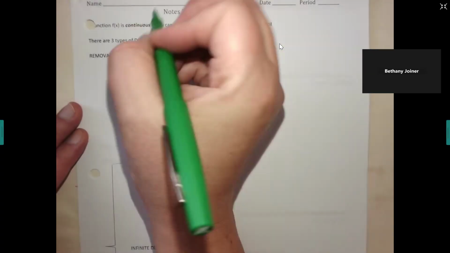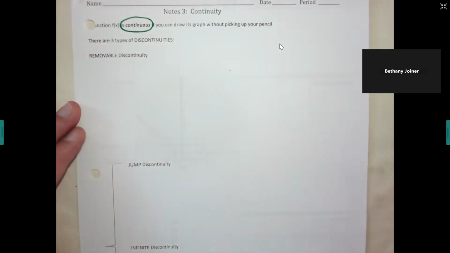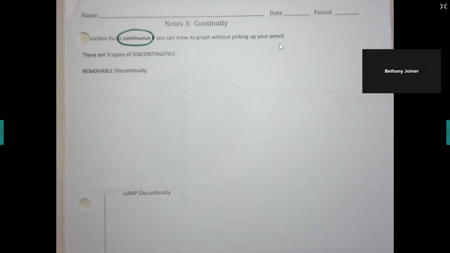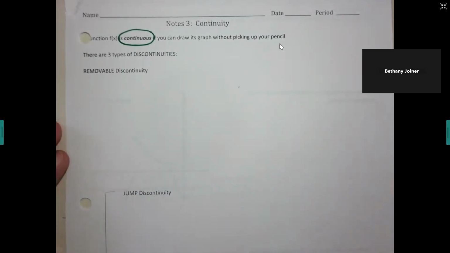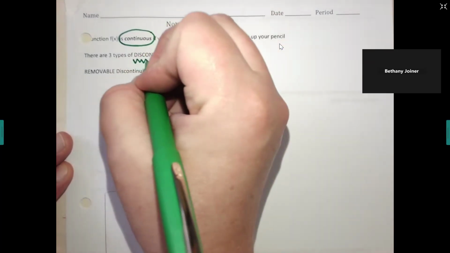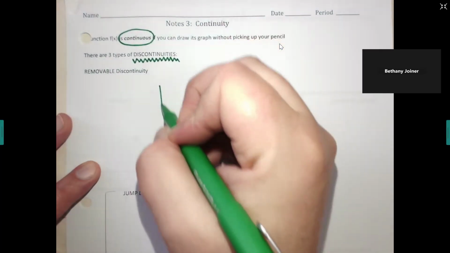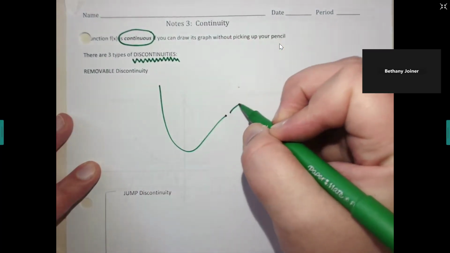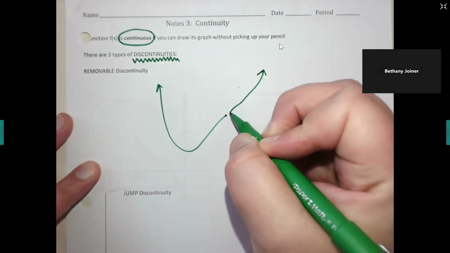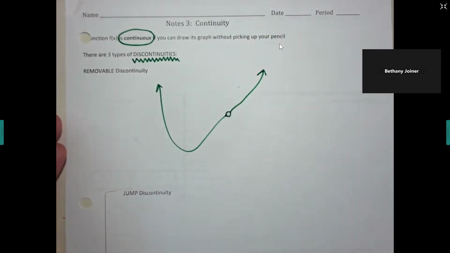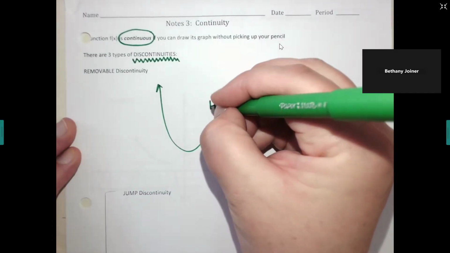Okay, continuous or continuity is going to be a feature of a graph that you can draw without picking up your pencil. There are 3 types of functions that are not continuous, or what you would say are discontinuous. The first one is a removable. Does anybody remember what that looks like? Starts with an H? Hole. Great. So give yourself a graph with a hole missing. That counts as a removable discontinuity.